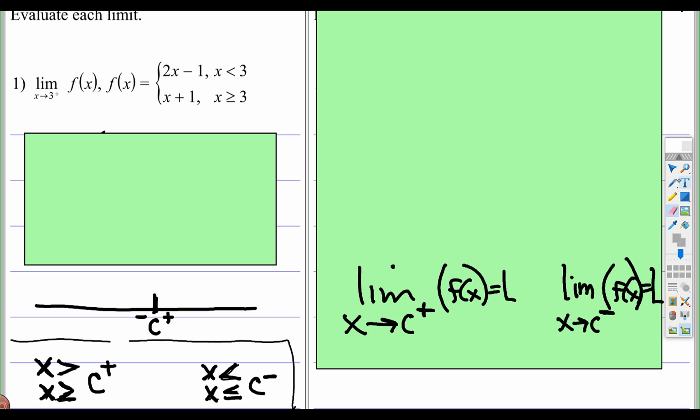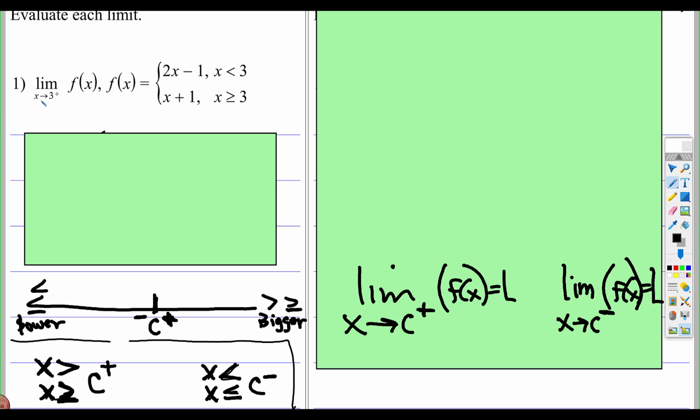And then when you have a piecewise function, notice this says x is greater than, or x is greater than or equal to. All the values get bigger on the right side of c. This is the bigger side. So these symbols are the lower or the smaller values. So this is the left side of c.